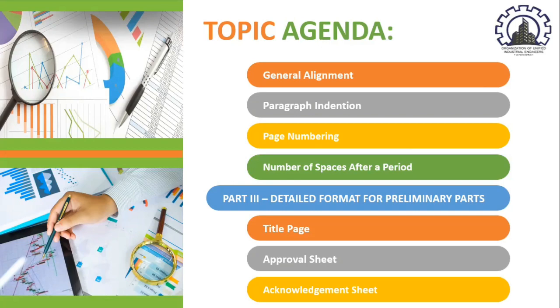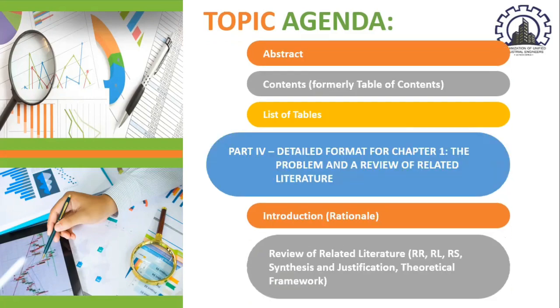And for the third part of our lesson, it would be the detailed format for preliminary parts. And this includes the following. First, we have the title page. Second, we have approval sheet. Third, we have acknowledgement sheet. Fourth, we have abstract. Fifth, we have contents. Formerly, it was called table of contents, but in today's guideline, the 7th edition guidelines, it is now called contents. And also we have list of tables and list of figures as well.